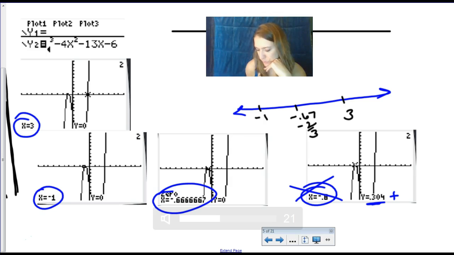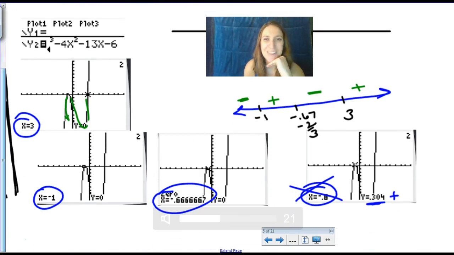So it's a little difficult to tell what's happening over here, but I can definitely say for sure that once I go past -1, I was getting negative values, because see how it's below the x-axis down here? So then it must have popped up above the x-axis between -1 and -2/3. And then it's going to dip back down below that x-axis right here. Okay, and then it pops up to a positive function again after 3.